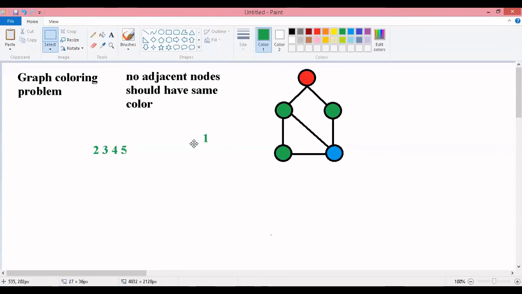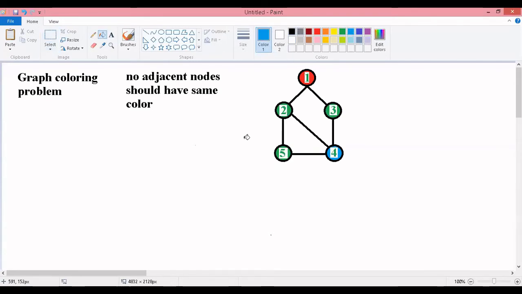Node 1 and node 2 are adjacent. Node 1 and node 3 are adjacent. Node 2 and node 4, sorry, node 2 and node 5 are adjacent. So if you see, node 2 and node 5 are adjacent nodes, so we can't color them with the same color.